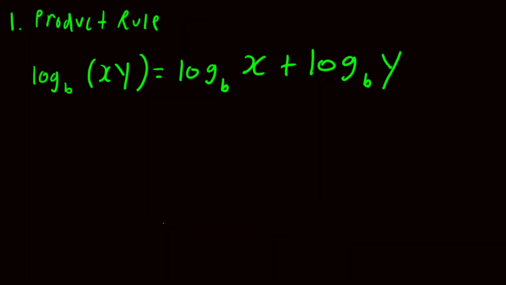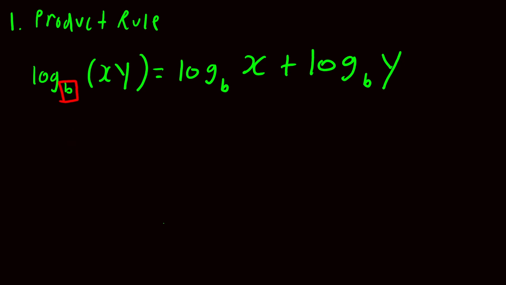So let's go into our first rule, product rule. When you add logs with the same base, you multiply what's inside. Now, what's a base? Base is this little b. So if I have log base 3 of 9, the base of this log would be 3. Okay? So that's just what a base is.